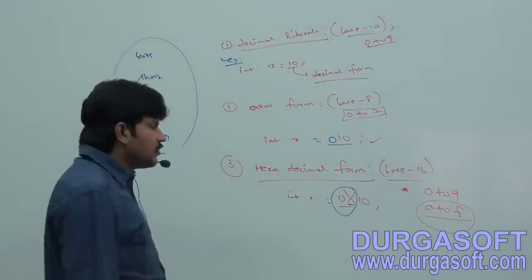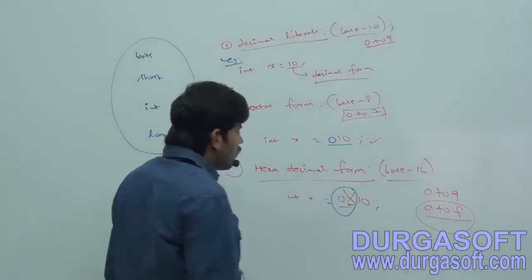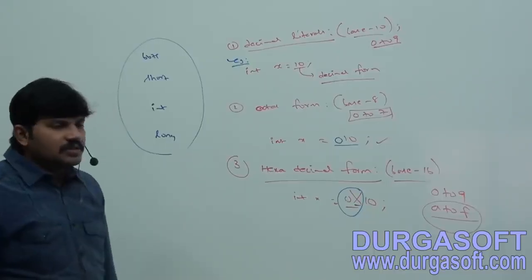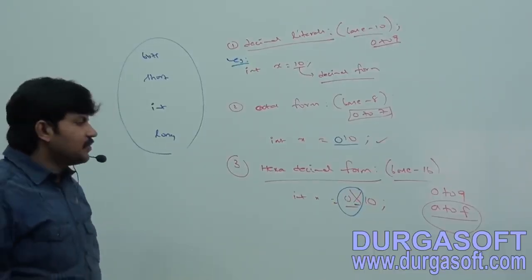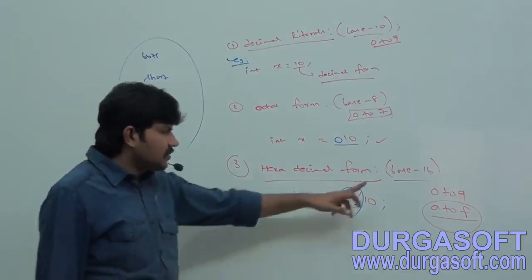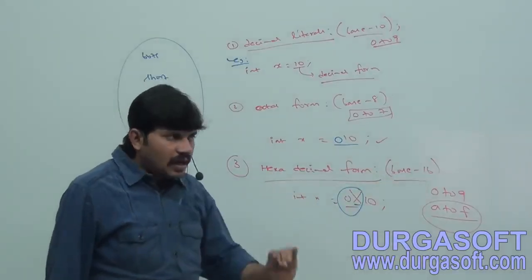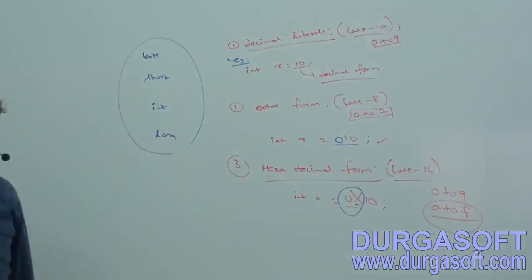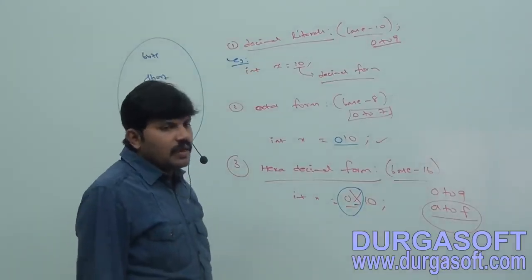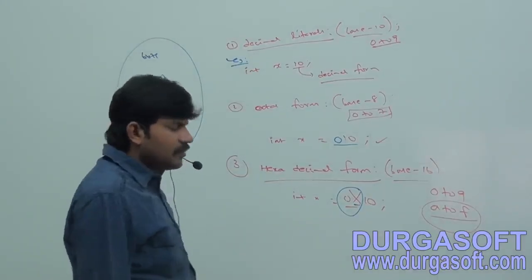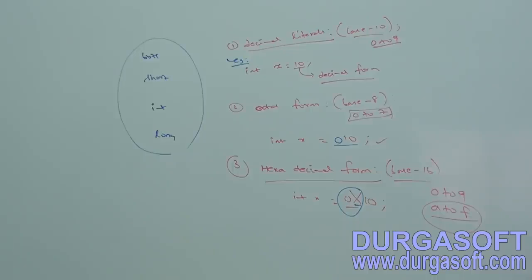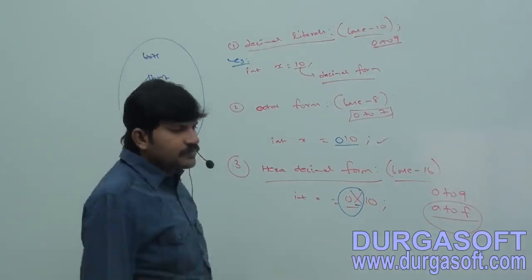Third one, hexadecimal form, within brackets base 16. Example: 1 minute, base 16. Allowed digits are 0 to 9, comma, A to F.